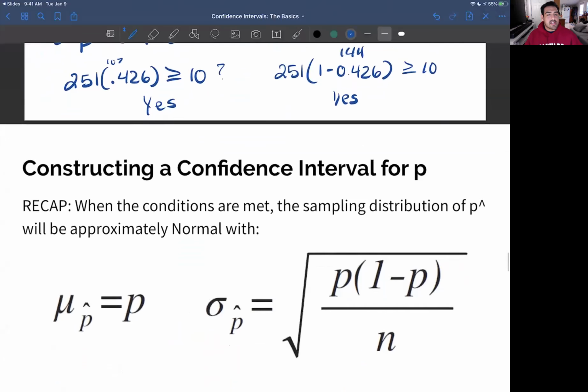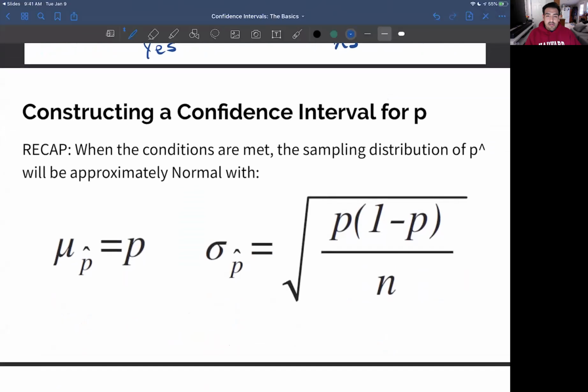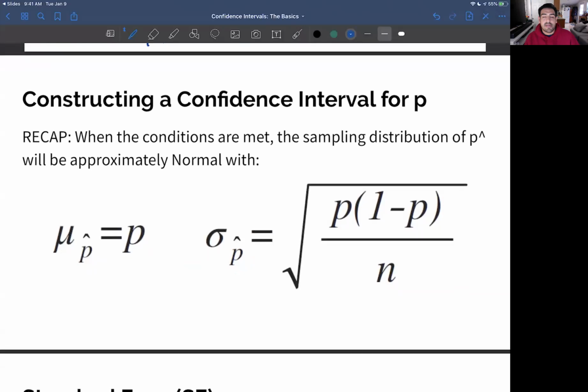So how do we actually construct a confidence interval? After we check those conditions, we are allowed to construct our confidence interval. Really quick, here's a recap for a sampling distribution of sample proportions. We know that the center of that sampling distribution is the true population proportion. And the standard deviation of that sampling distribution is the square root of p hat times 1 minus p hat, over n. That's a quick recap.